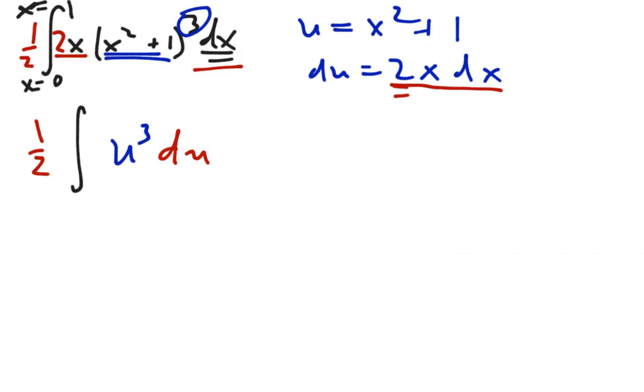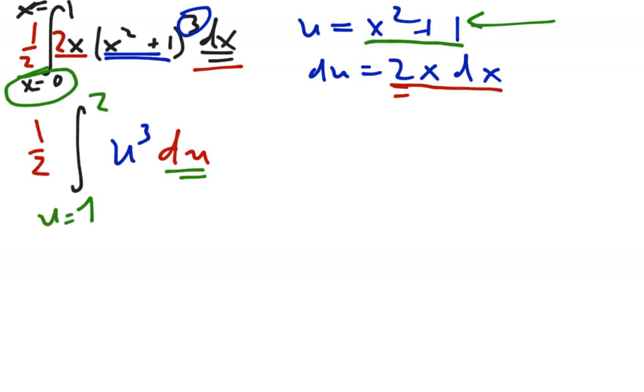Now I'm almost done except for these pesky little limits. These were in terms of x, but since I'm integrating with respect to u, I need to rewrite them in terms of u. How do I find u given x? Well, guess what? I have an equation right there. So I'm just going to plug in the limits. So I'll get 0 squared plus 1, which is going to be 1, and then 1 squared plus 1, which is going to be 2. And so notice that these limits are u equals 1 and u equals 2.